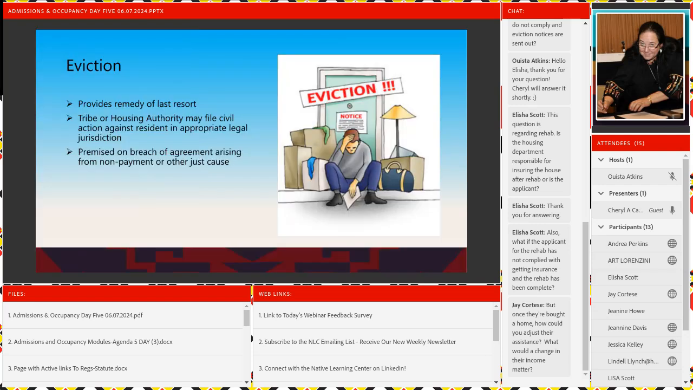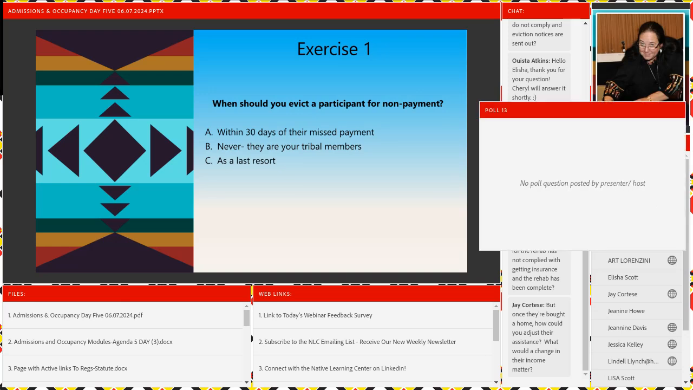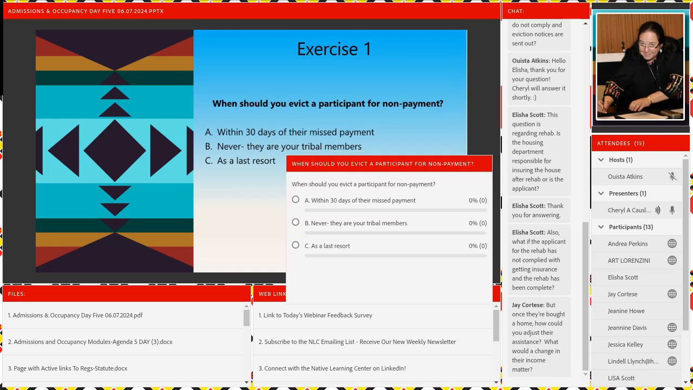Eviction provides the remedy of last resort. Your tribe or your housing entity can file civil action against residents in appropriate legal jurisdictions premised on breach of agreement arising from non-payment or other just cause. When should you evict a participant for non-payment? Within 30 days of their missed payment, never, because they're your tribal members, or as a last resort.